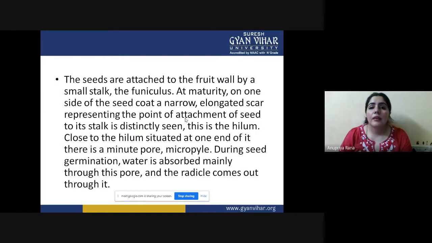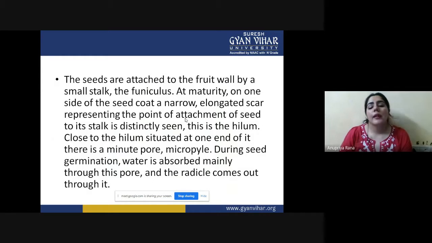Now the second thing is the hilum, which helps attach the seed to the funiculus. The funiculus attaches to the seed and also to the fruit wall. That attachment point on the seed, where the funiculus attaches, is known as the hilum.